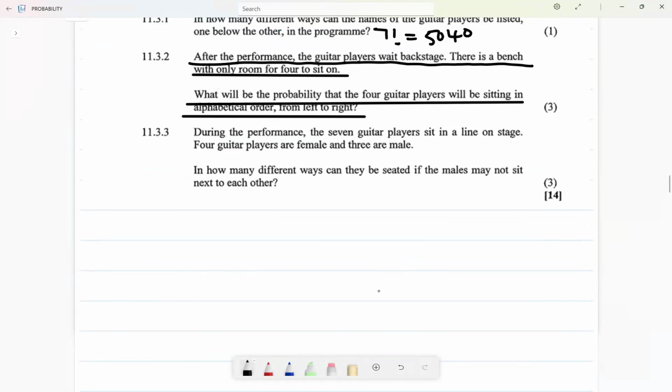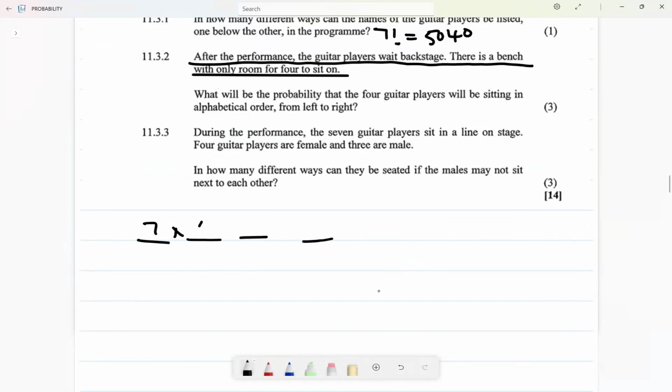So the probability, from left to right, is going to be 7 multiplied by 6 times 5 times 4, because only four people can sit. So only these people can sit down, which is how much? Let me confirm: 7 times 6 times 5 times 4.